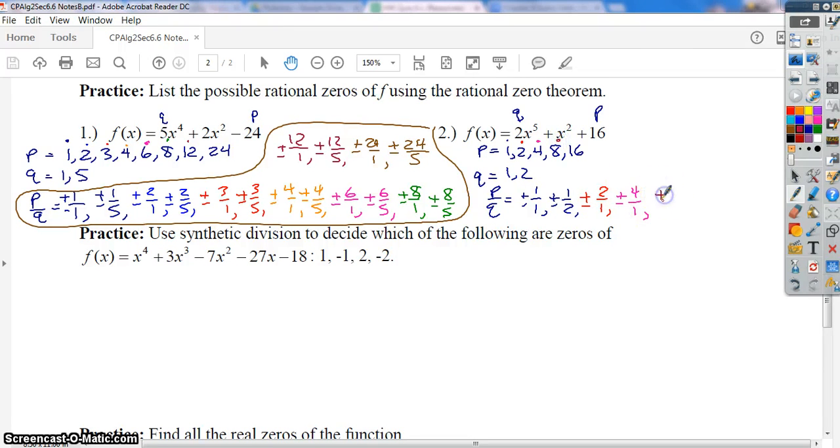8 over 1 is 8, and 8 over 2 is 4. I already have 4 there, so I'm not going to write it again. And my last one is 16 over 1. 16 over 2 is 8, so I'm not going to write that. So all my combinations are there already. So that's a lot less. If they double up, you don't have to write them twice. Okay? So that's listing all your possible rational zeros.